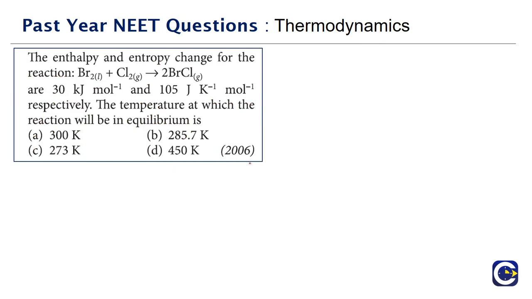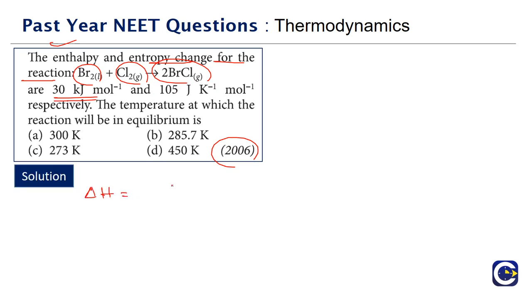This question has come in the year 2006. The enthalpy and entropy change for the reaction Br2 liquid plus Cl2 gas giving 2BrCl gas. The enthalpy change is 30 kilojoule per mole, which means delta H is 30 into 10 power 3 joule per mole. What is the entropy change? Delta S is given as 105 joule per Kelvin.